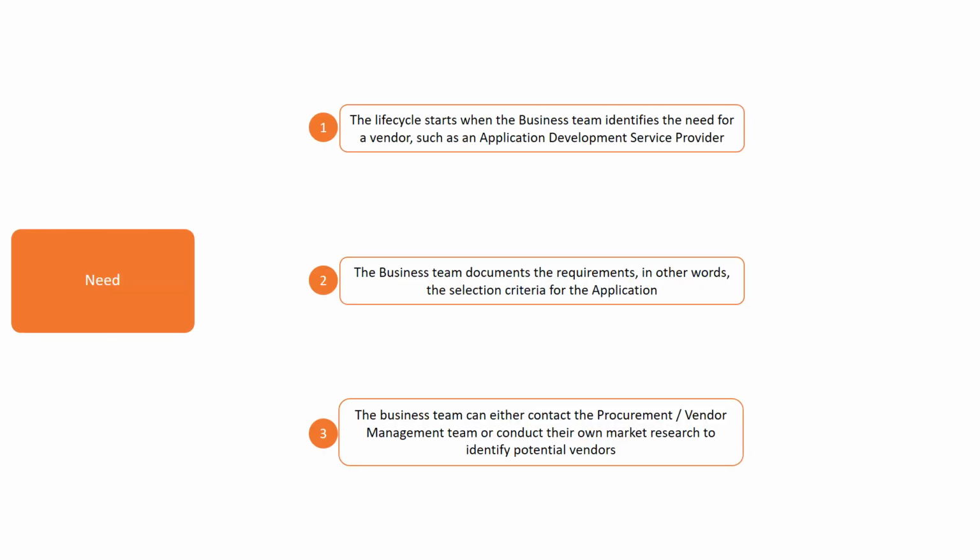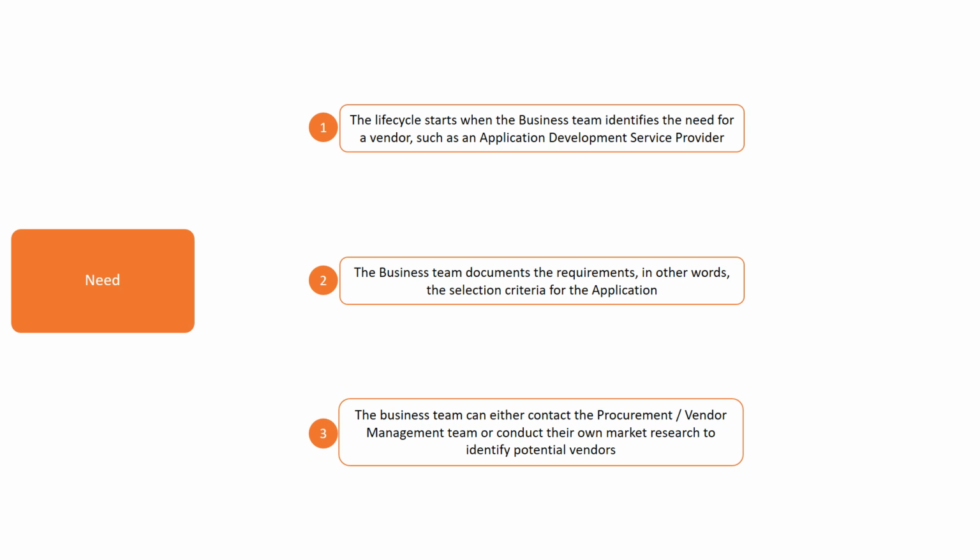The first stage is need. This is all about figuring out why we even need a vendor. Usually, the business or functional team realizes there's a gap they can't fill internally. For example, they might need an application development vendor to support growth or a new strategic initiative. Or maybe a logistics partner to handle more deliveries, a cybersecurity firm to protect sensitive data, or a marketing agency to run a big campaign.